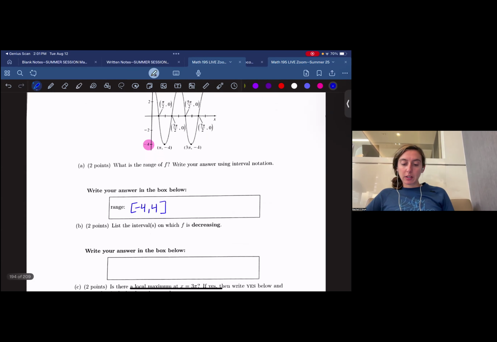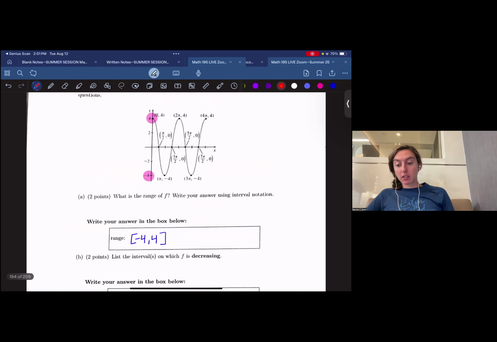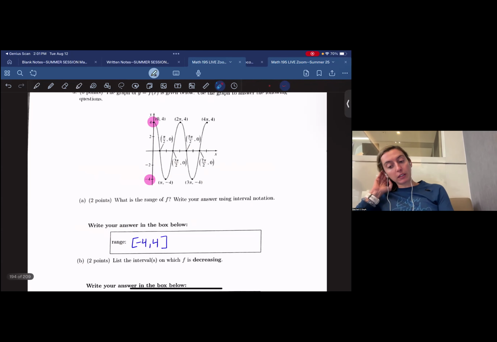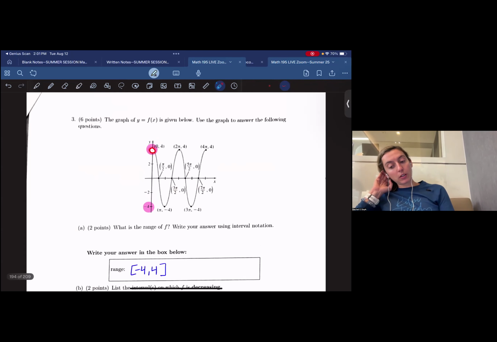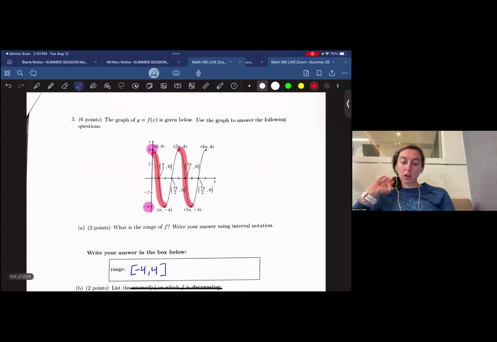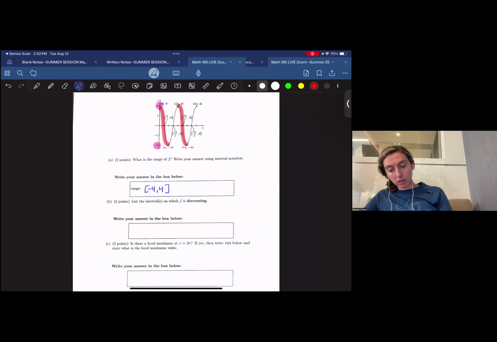Now we want to list the intervals on which f is decreasing. So if you read a book, you read it from left to right. Same thing applies when you're reading a graph, left to right. So where on the graph does it go from up to down? We have over here. And we have over here. So I'll highlight it in red. These are our two decreasing intervals.